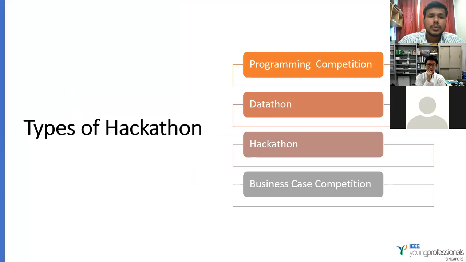So these are a few types of hackathon. A hackathon could be a programming competition, where you give some programming task and hold a competition. A datathon, where you provide a few data sets to the participants and ask them to analyze these data sets, give some prediction model, or say some kind of trends. And next we have the hackathon, which is a general term, like the competition. And the next is the business case competition, where a bank can assign some problems and ask the competitors to show some solutions.